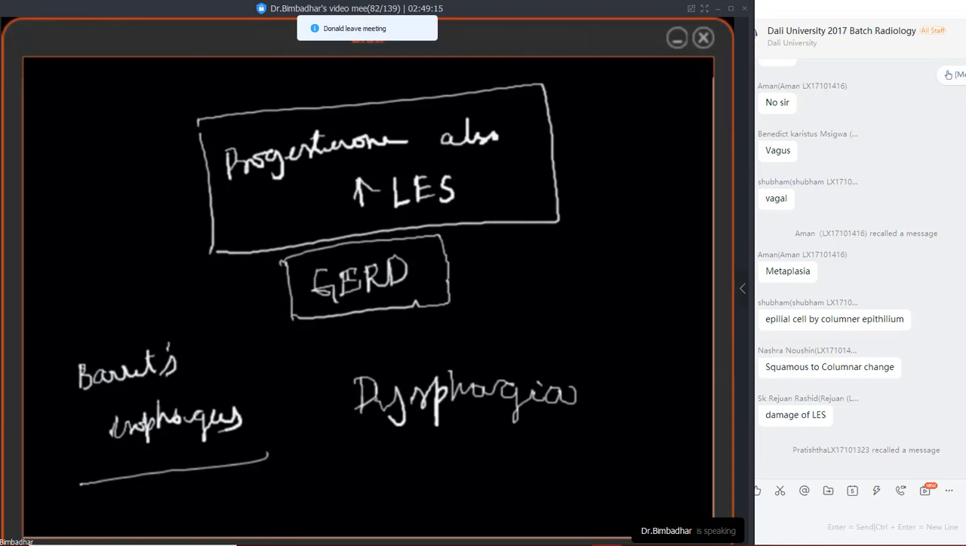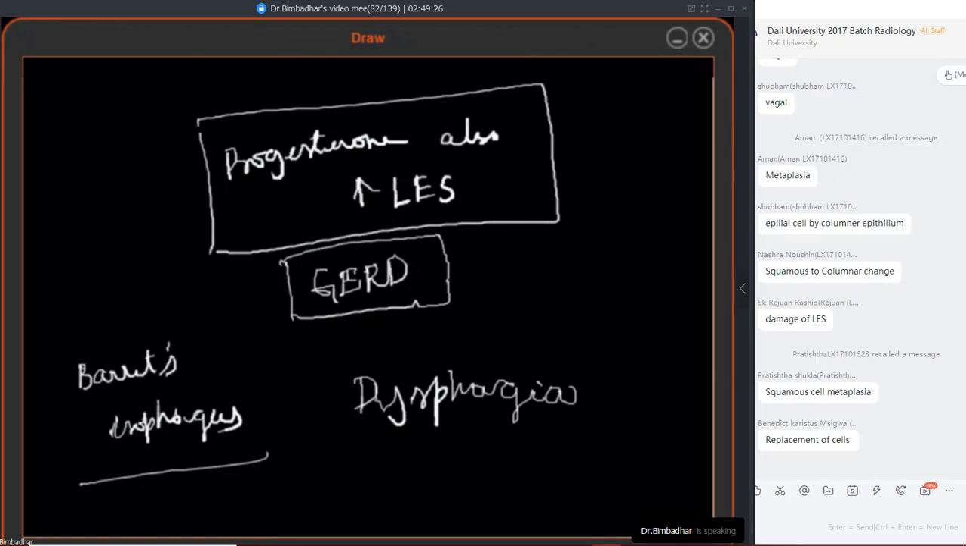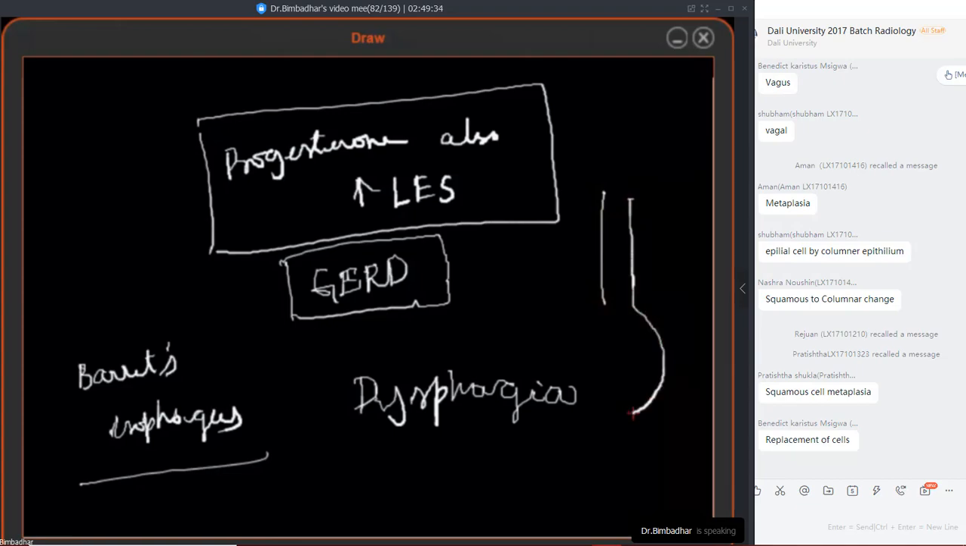All right. Barrett's esophagus is a condition. Now you see here, let's try to understand what actually happens in this disease. A constant exposure of the gastric acid is happening down into the esophagus. Here is the stomach, here is the gastric acid, and there is a constant exposure of the gastric acid in the lower parts of the esophagus.